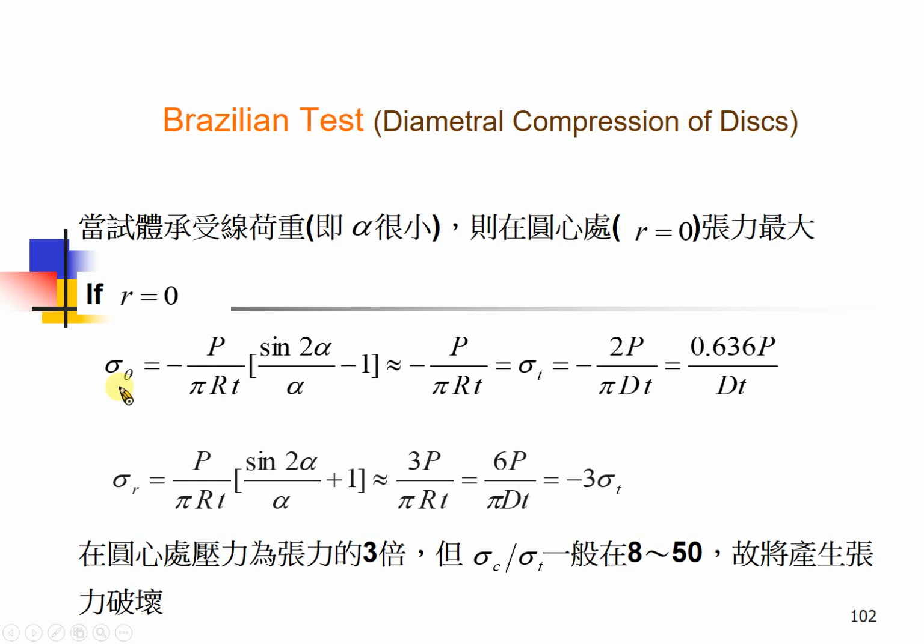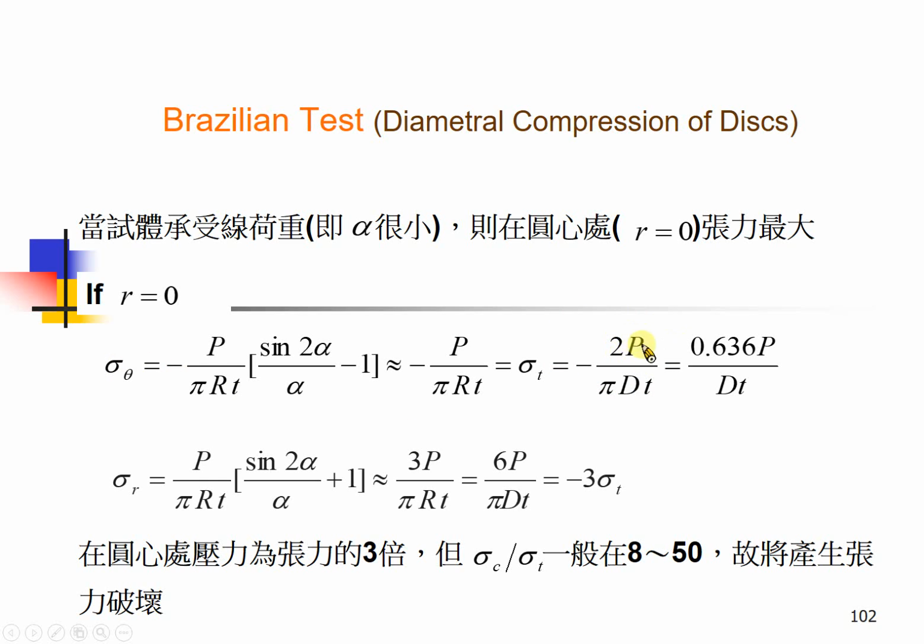When you apply the load, you will have a very large tension stress, especially at the center of the disk. Then when your load is large enough, the tension stress can pull the specimen into two pieces. During this time, the tensile strength will equal this.